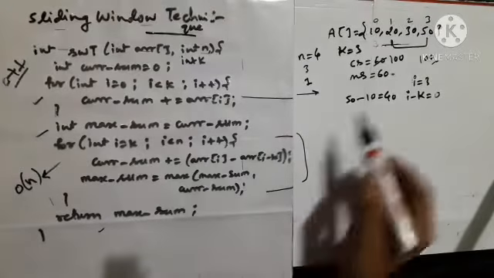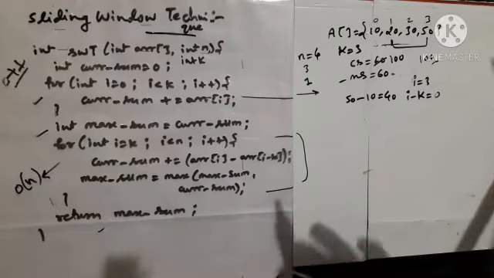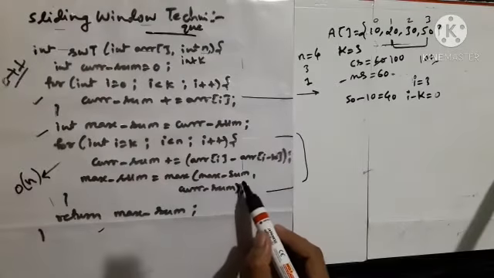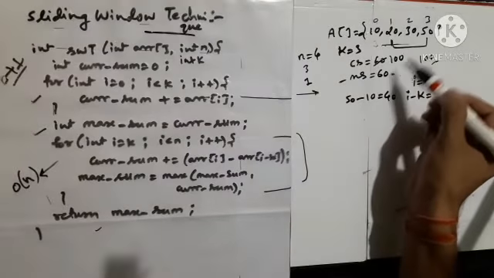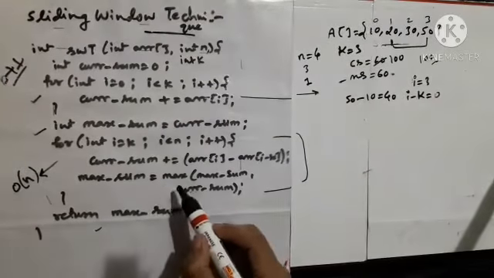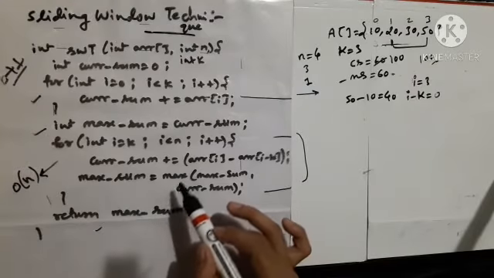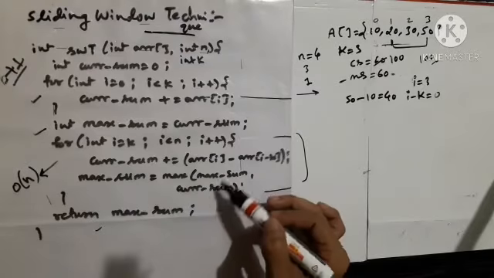Now I also have to update my max sum. So I will simply take the maximum of the previous max sum and the current sum. Previously max sum contains 60, and now current sum contains 100. So I'll take the maximum of these two. Basically this max function is inbuilt, it is already available in C++. This is an inbuilt function. It will give you the maximum of the 2 parameters that are passed as arguments.